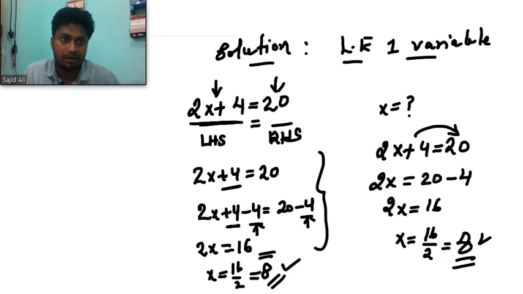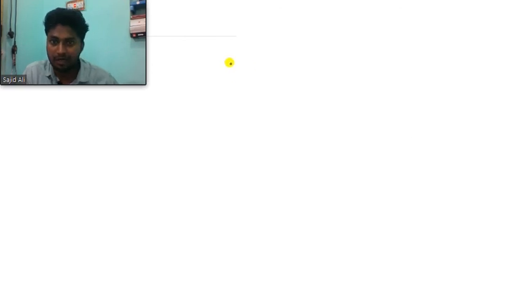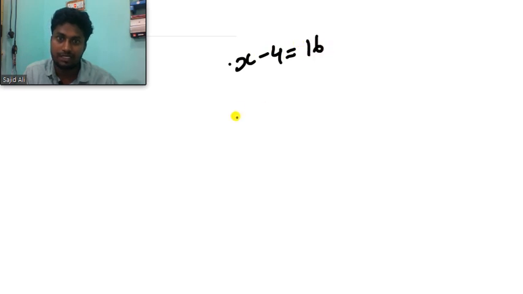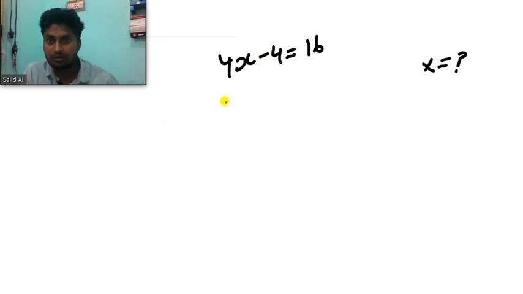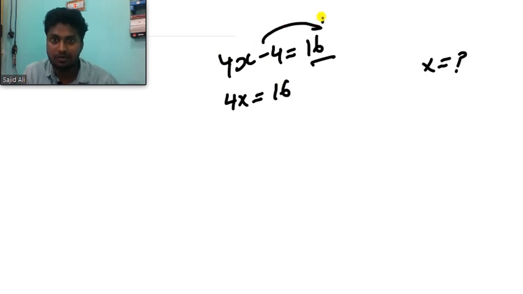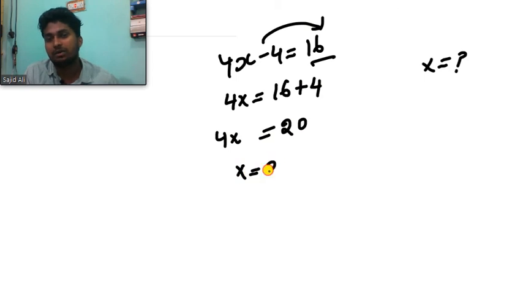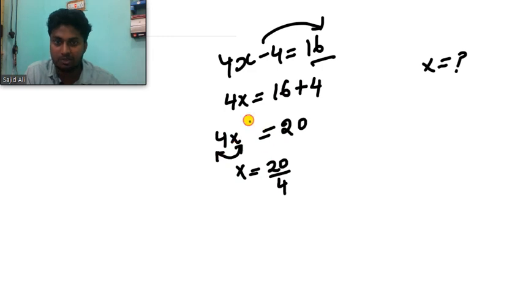Let me take another example to make it more clear. If I give 4x minus 4 is equal to 16, find the value of x. So what is that? 4x minus 4 is equal to 16 as it is, and transfer this minus 4 to RHS, so minus 4 will become plus 4. Now this will become 20, and in the LHS it is 4x. So x is what? 20 divided by 4. Since 4 is multiplying in the LHS, whenever it comes to RHS, it will get divided. So therefore we'll get the answer as 5.